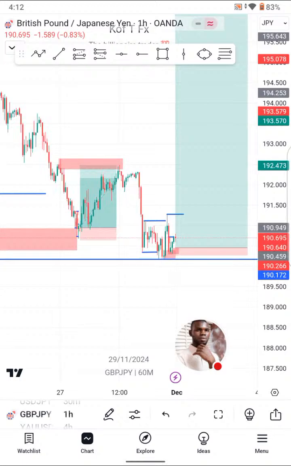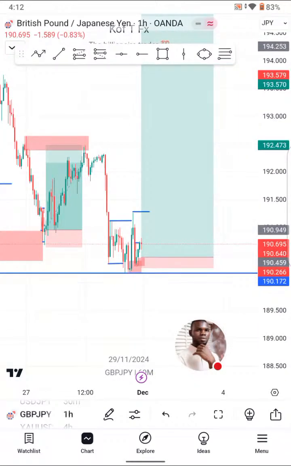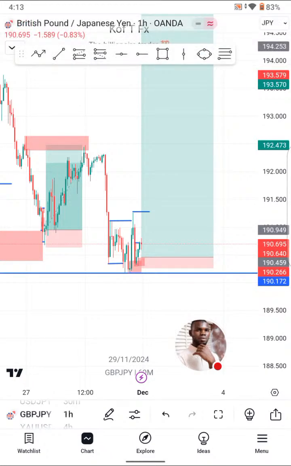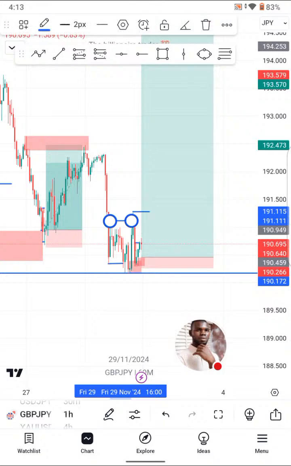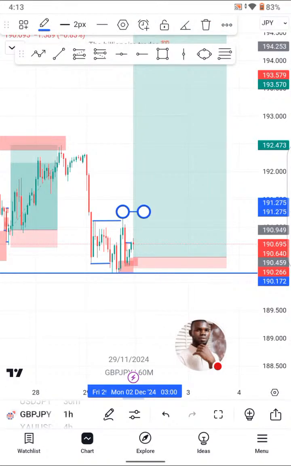So this is for GBPJPY. We already have a confirmation entry there. But because of the gap that can actually happen between Friday and Monday, that's the only issue. But if we have this high being taken out and this high being taken out, we can still use confirmation entry to continue the proposal flow. That's just my observation for this.